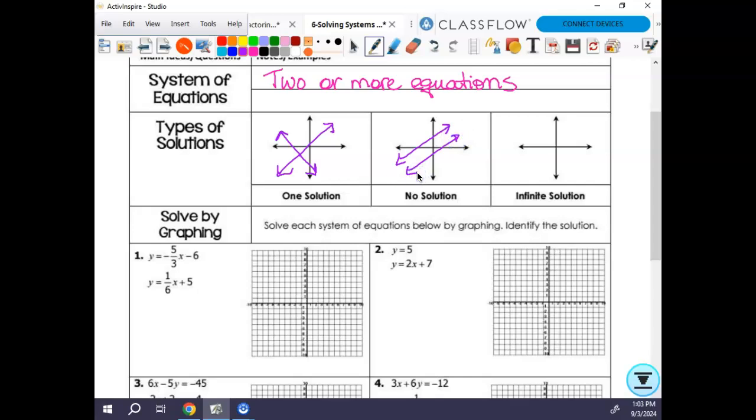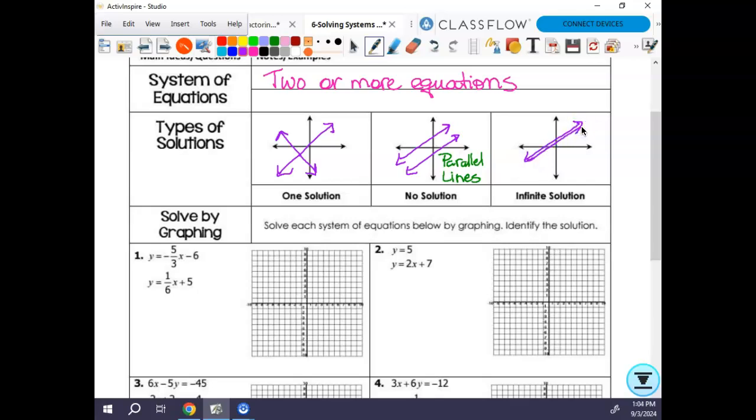What are those lines called? Parallel. So if I have parallel lines, then there's no solution because they never intersect, right? Because they're parallel. And then another one is if I have this line, and then when I graph my second line, it looks like that.